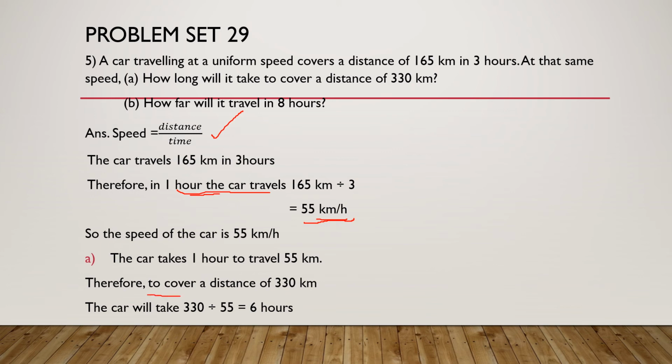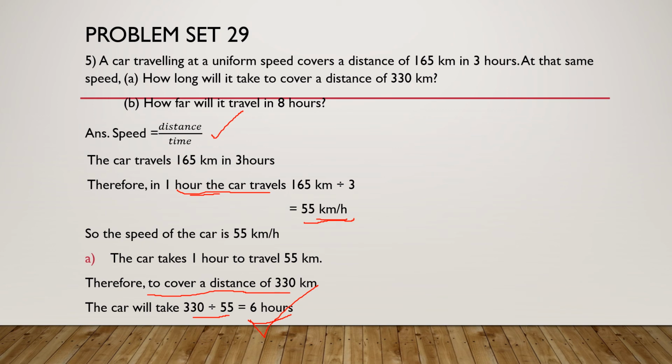So to cover the distance of 330 kilometers, how much time will it take? It will take 330 divided by 55, because we are calculating the time. So 330 divided by 55 gives us 6 hours. So total how much time does the car take to travel 330 kilometers? It is 6 hours.